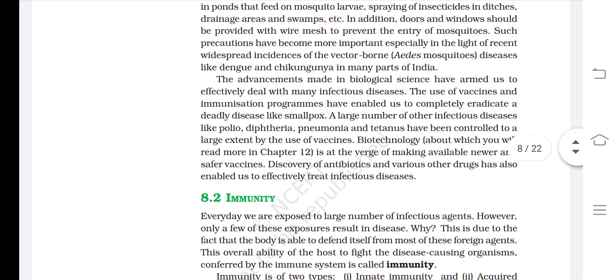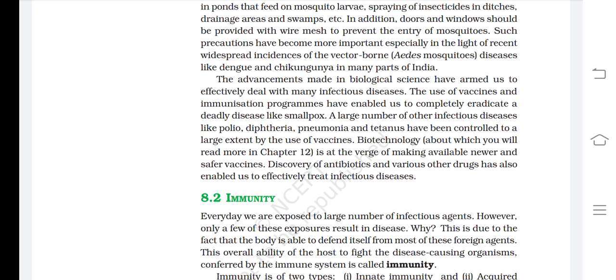The advancements made in biological science have armed us to effectively deal with many infectious diseases. The use of vaccines and immunisation programmes has enabled us to completely eradicate a deadly disease like smallpox. A large number of other infectious diseases like polio, diphtheria, pneumonia and tetanus have been controlled to a large extent by the use of vaccines.